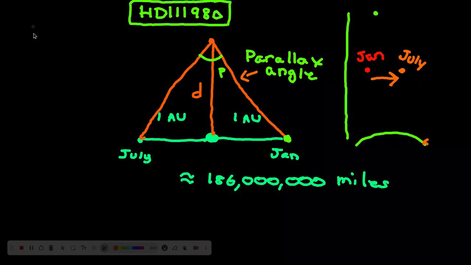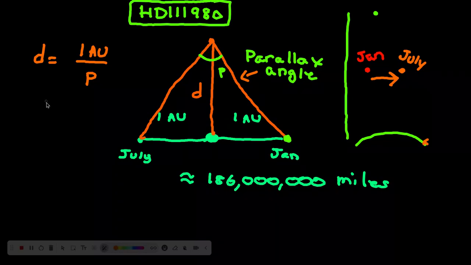Now, there is a formula for this. The distance is going to equal 1 AU, which we already know what it is, divided by P. And P is the parallax angle. And thank you for all those astronomers who calculated this. The parallax angle to Alpha Centauri, the Proxima Centauri, is 0.77. So all we have to do is just plug it in.